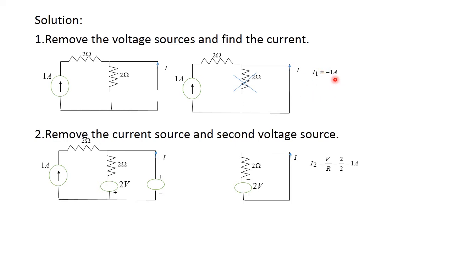Why we are putting minus 1 here: the current here is in this upward direction, but here it is in the opposite direction. So we are taking I1 is equal to minus 1 ampere.